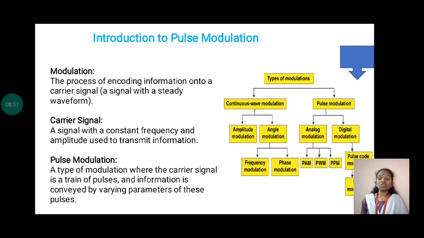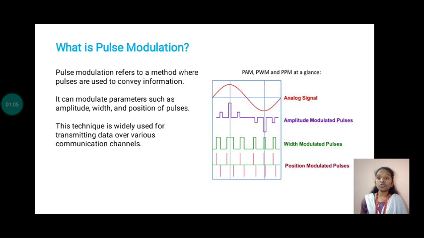Now we have to know what is pulse modulation. A type of modulation where the carrier signal is a train of pulses and information is conveyed by varying parameters of these pulses. Pulse modulation refers to a method where the pulses are used to convey information, and it can modulate parameters such as amplitude, width and the position of pulses. This technique is widely used in transmitting data over various communication channels.